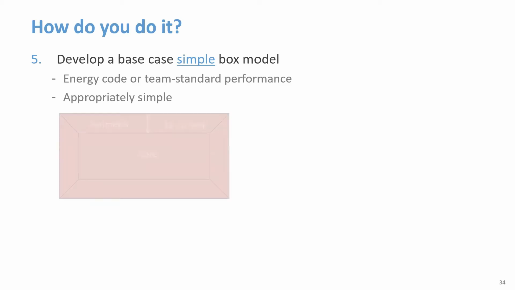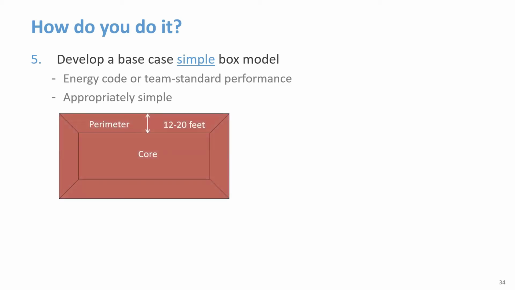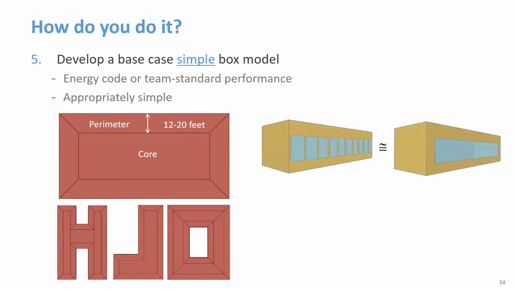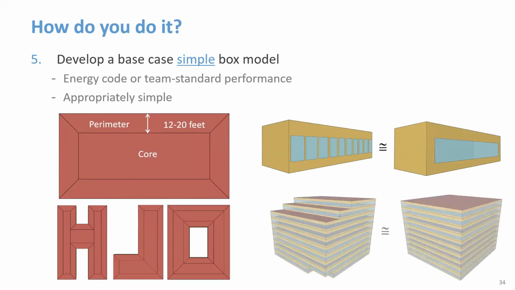And then, part of the art of creating a simple box model is to make it appropriately simple. So a common approach to thermal zoning is a simplified perimeter core layout. And this approach can also be applied to more complex floor plans. Another common simplification is representing several windows as one large window. That's just an example. And it's often okay to simplify geometry, especially if it'll save time in the analysis.